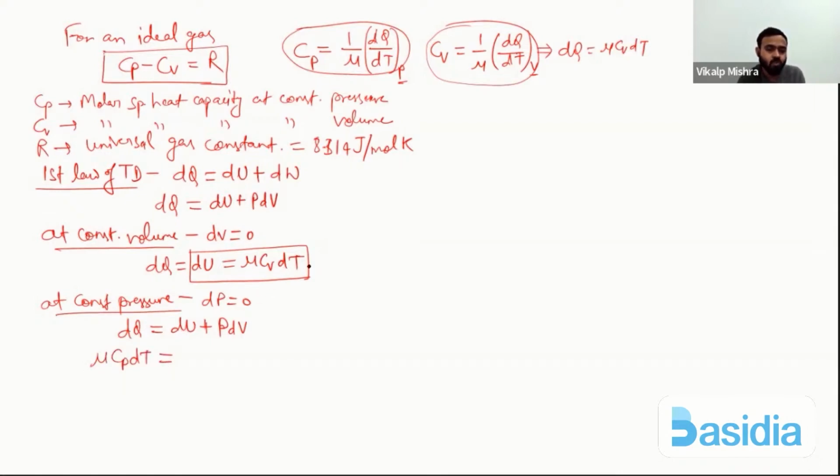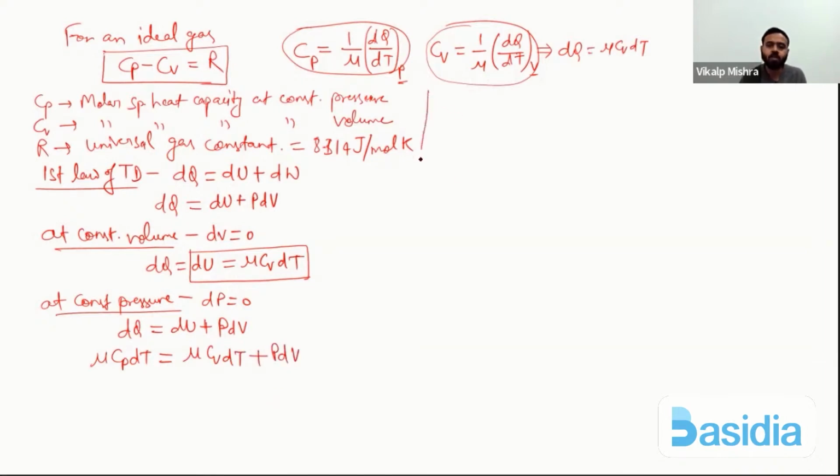Already we have seen dU equals mu Cv dT, and it is independent of process. We know internal energy is not dependent on process. Whichever process is there, the change in internal energy will be the same. So dQ equals what? Mu Cv dT plus PdV.